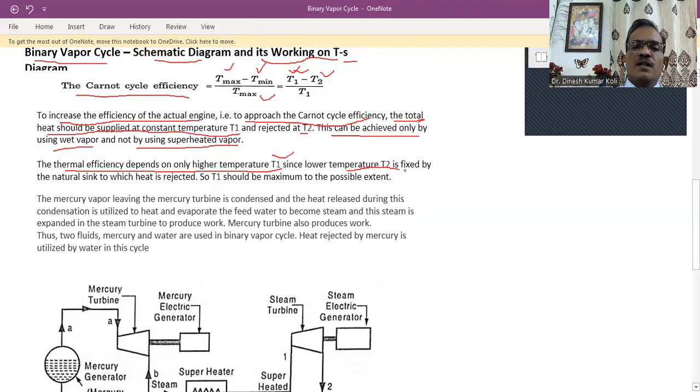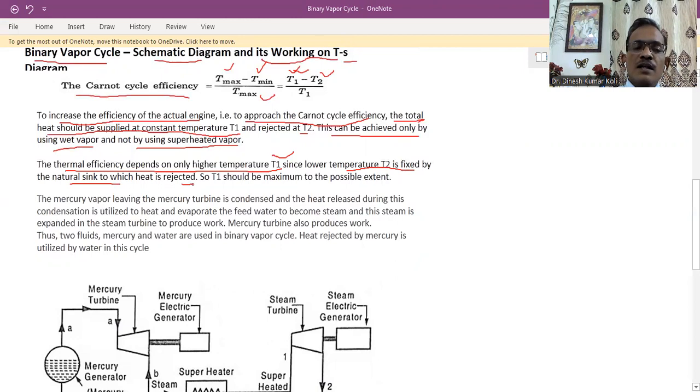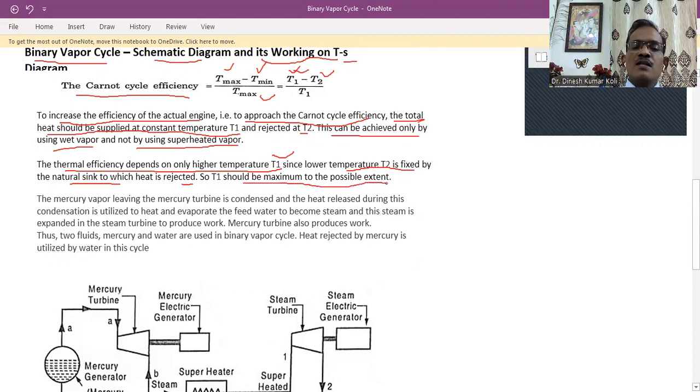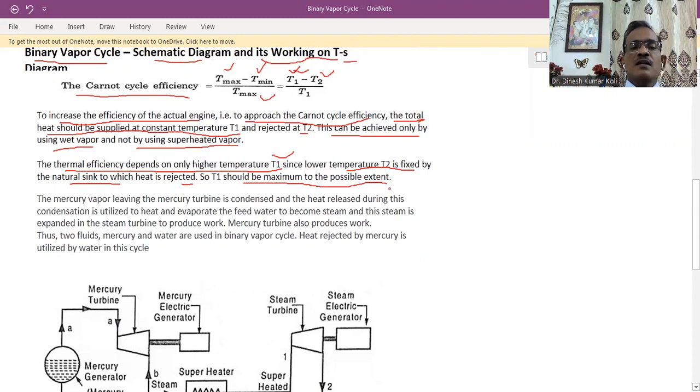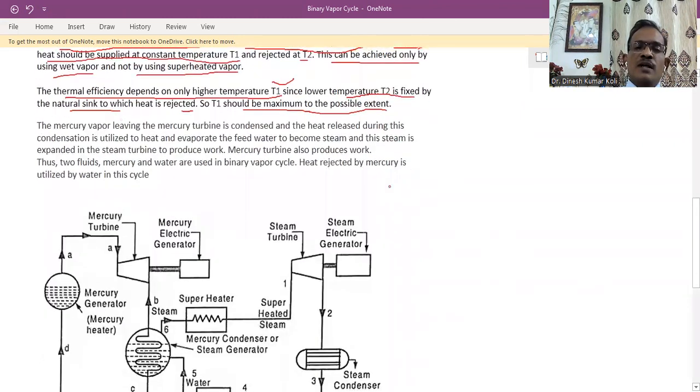Since the lower temperature T2 is fixed by the natural sink to which it is rejected, because in the condenser we use the cooling water where heat is rejected, its temperature is approximately fixed, so we cannot change it. Now the only parameter at which heat is added is T1, which is the maximum temperature. So T1 should be maximum to the possible extent, and because the heat addition is done in the boiler, we have to make our concern on that.